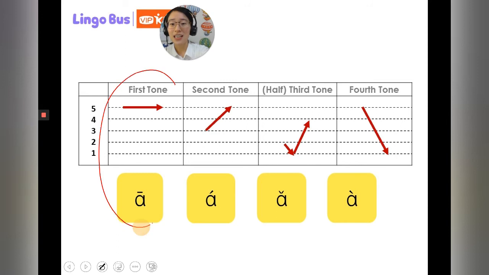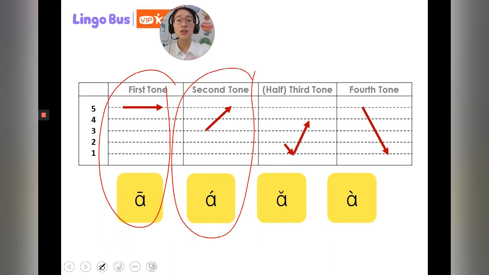So the first tone in Chinese is a high flat tone. Can you have a try? That's the first tone. The second tone is going up. It's your turn.